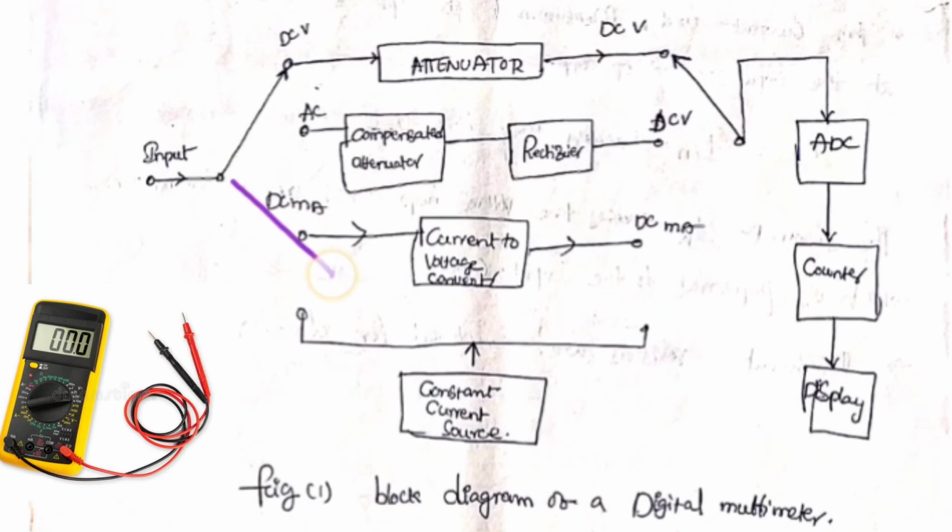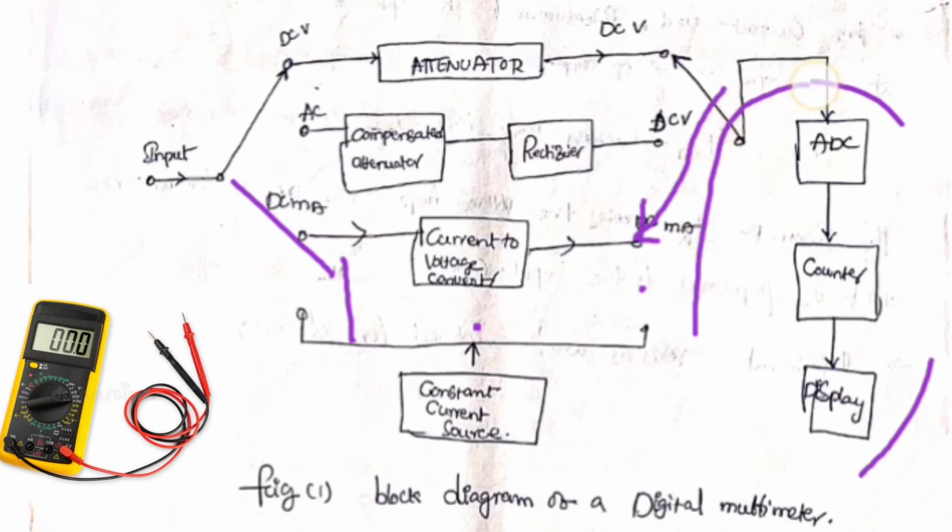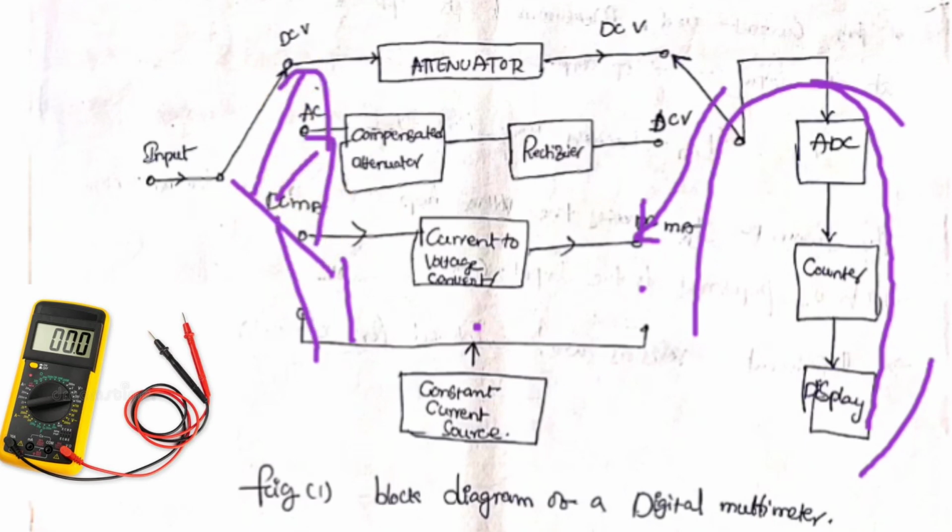If you want to measure current, a current to voltage converter will be used. After that, the DC voltage will be connected to the ADC and counter again. If you want to measure resistance, a constant current source is used, and again it will be converted into voltage and measured. Like that, the range selecting switch is known as the knob. By changing the position of the multimeter, you can measure so many values: DC voltage, AC voltage, frequency or resistance. It is a simple block diagram of a digital multimeter.